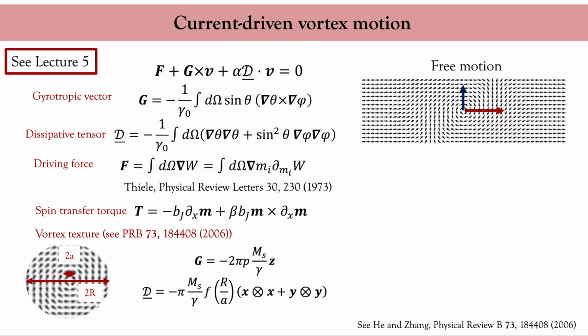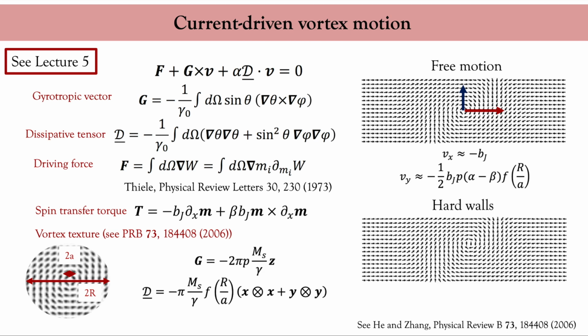This transverse motion is directly related to the gyrotropic vector and is sometimes referred to as vortex Hall effect. The explicit expression of the velocity is given here and shows that the longitudinal velocity is simply proportional to the adiabatic torque, whereas the transverse motion is a balance between the non-adiabaticity, beta, and the magnetic damping, alpha. So naturally, the vortex should move towards the edge of the magnetic wire. And when it reaches the edge, then something else happens.